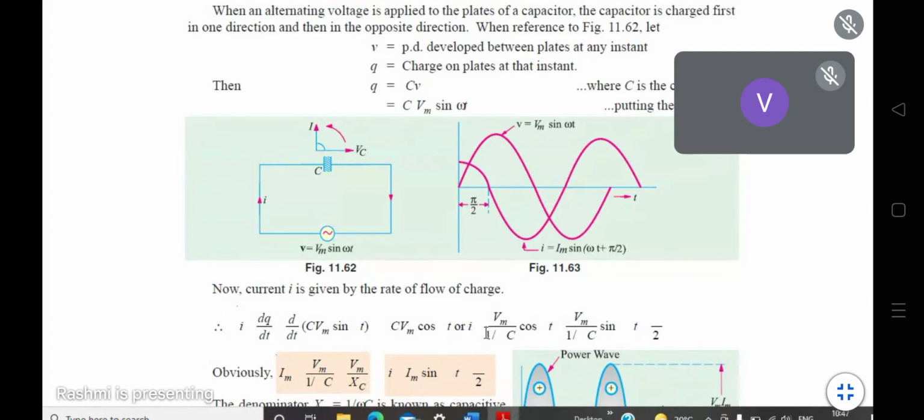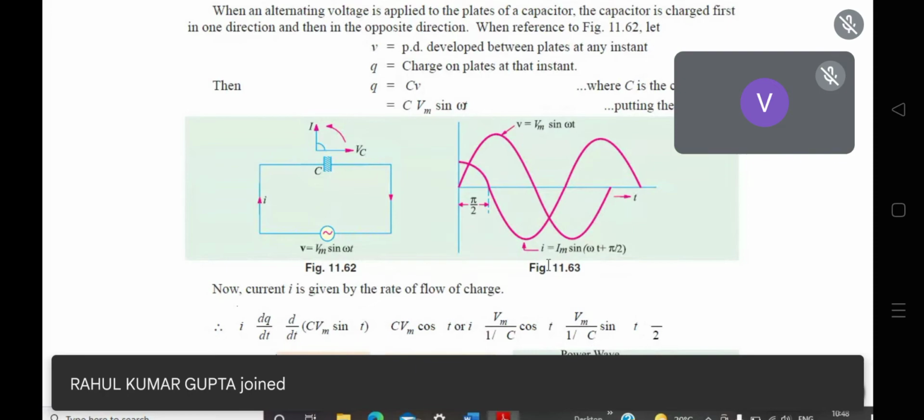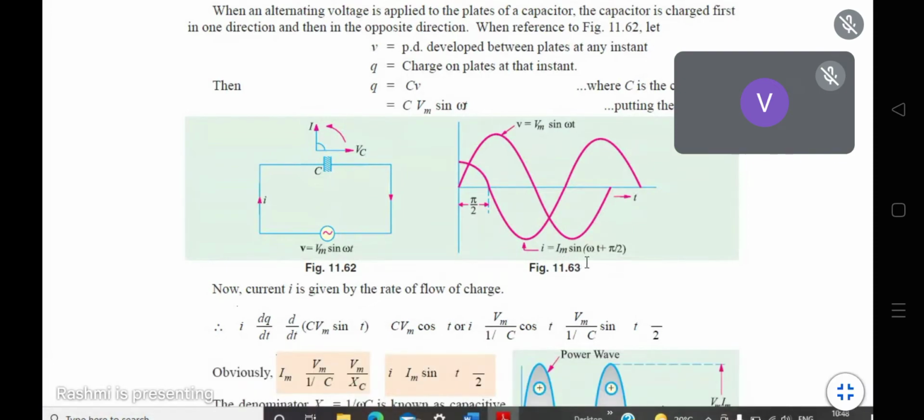So here I is equal to Vm by 1 by omega C cos omega t. Or we can write it as Vm by 1 by omega C into sin(omega t plus pi by 2). So here we are getting I is equal to Im sin(omega t plus pi by 2). Plus pi by 2 means it is leading. Here the current is leading the voltage.